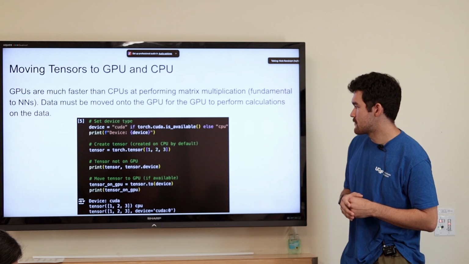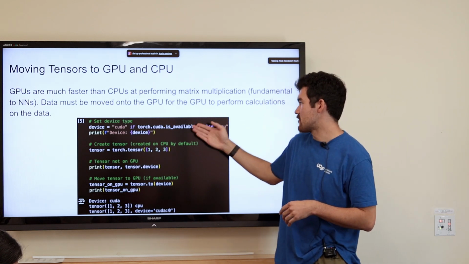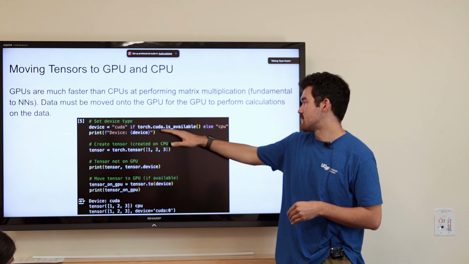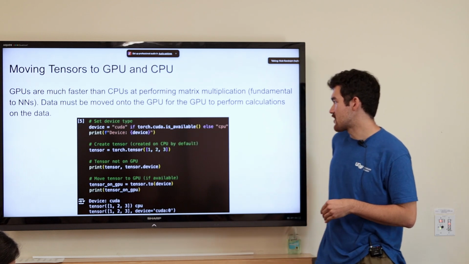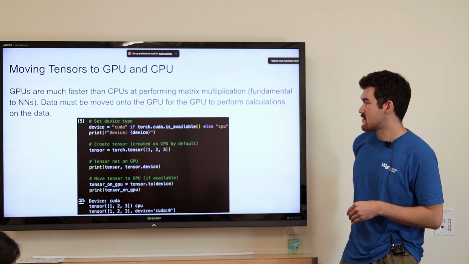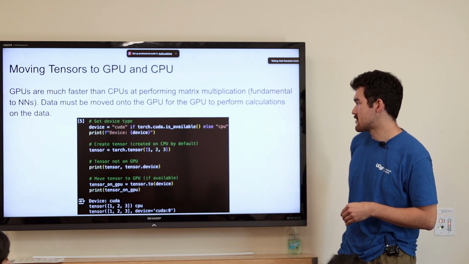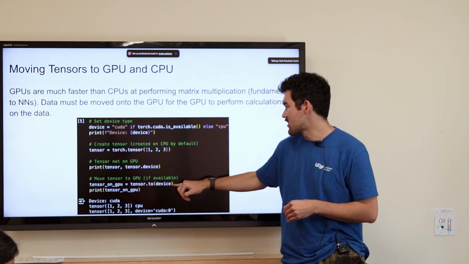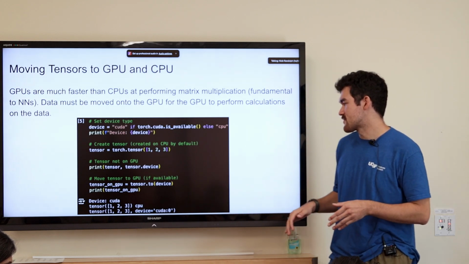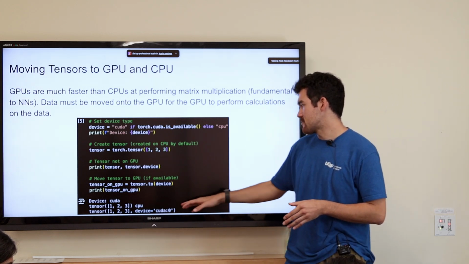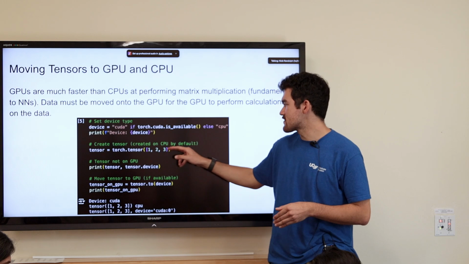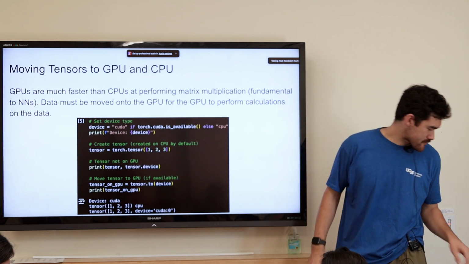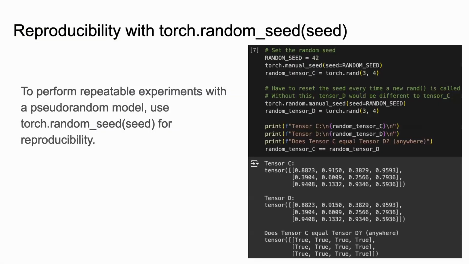So in this example, you can define your device. You can use torch.cuda.is_available to check if you have a CUDA GPU available, and if you do, you can do tensor.to(device), which moves your tensor onto the GPU. Whereas when you first define your tensor, it's by default on the CPU.